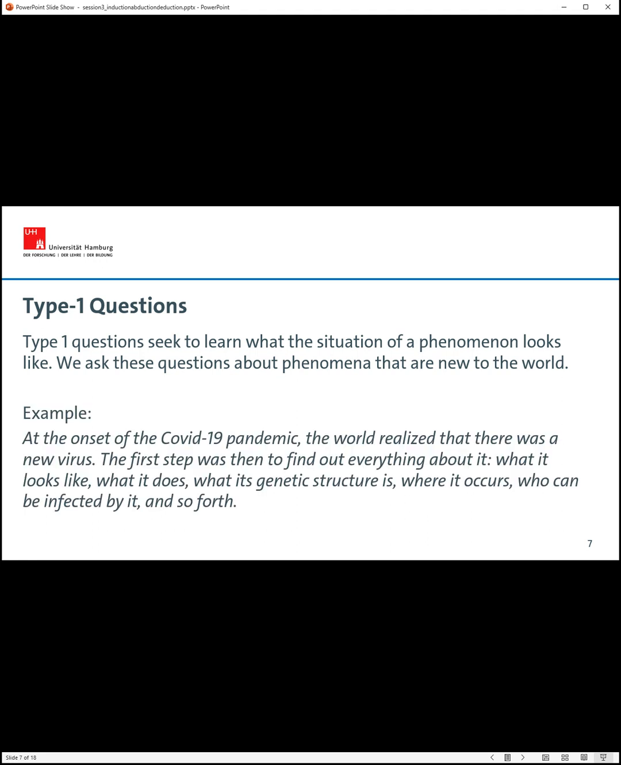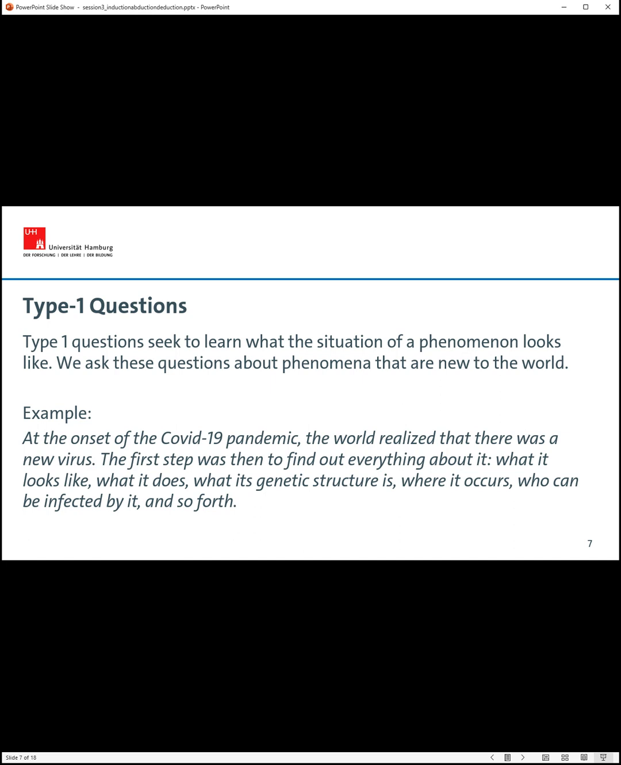To bring one example from recent years, at the onset of the COVID-19 pandemic in early 2020, the world realized there was a new virus. It looked very dangerous. People were dying, and we didn't know much about it. We knew it was different somehow from other viruses we've seen in the past, like SARS, influenza, and other types of viruses, but we didn't know much about it.